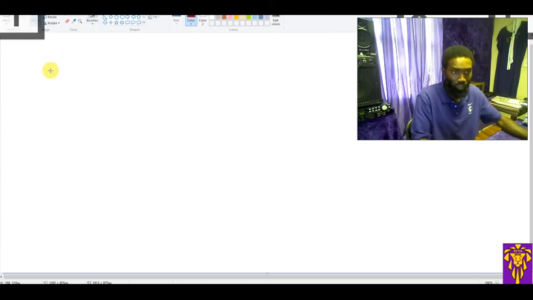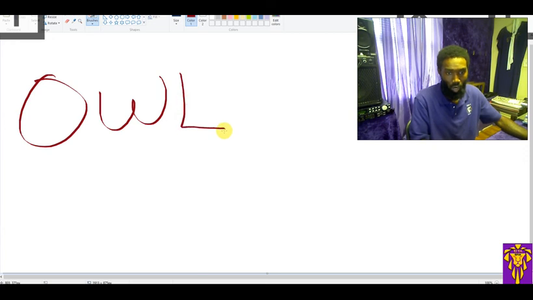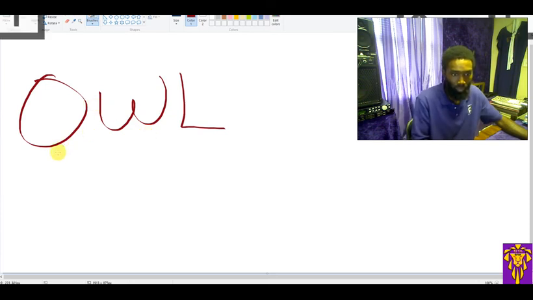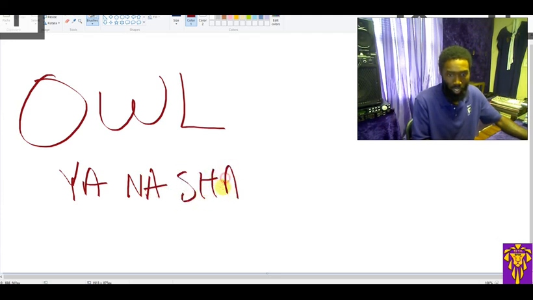Moving on to the next. Everyone should know about this creature. Owl. Owl. A very mystic type creature. The owl is very fascinating. How do we say that? Ya na sha wap.